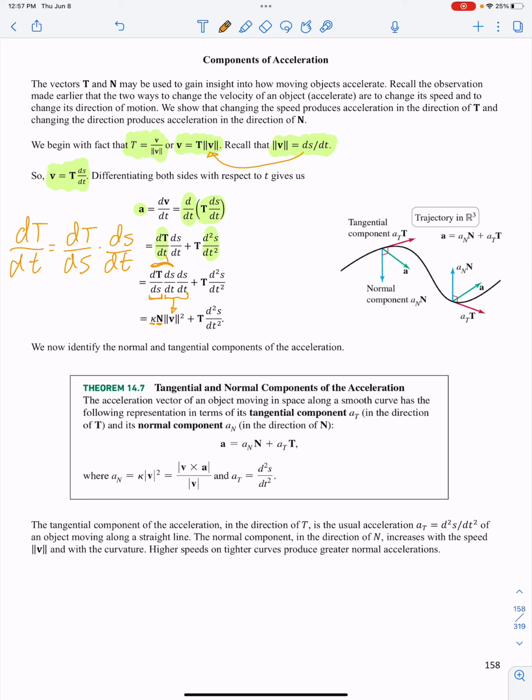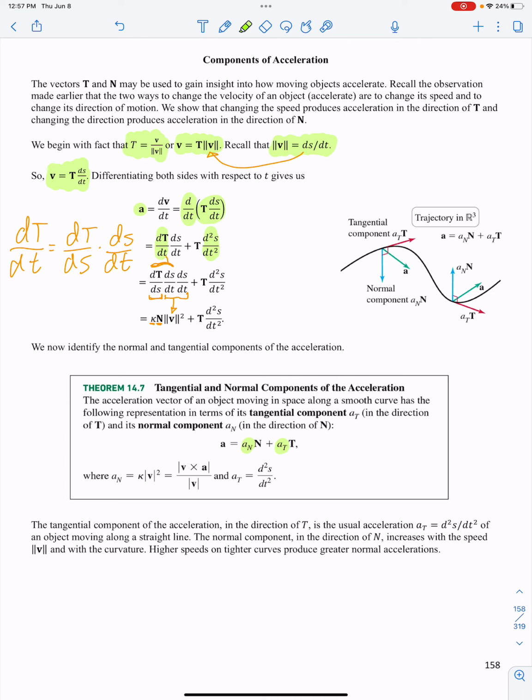So we have two different components. That kappa is, I believe, the curvature. So now we identify the normal and tangential components of the acceleration. Remember, this is going to give me how much of the acceleration is moving in the tangent vector direction, and then how much of our acceleration is moving in the normal direction. So we could break acceleration into something times N plus something times T. Those are the components in each direction, but if I add them together, I get the vector itself.